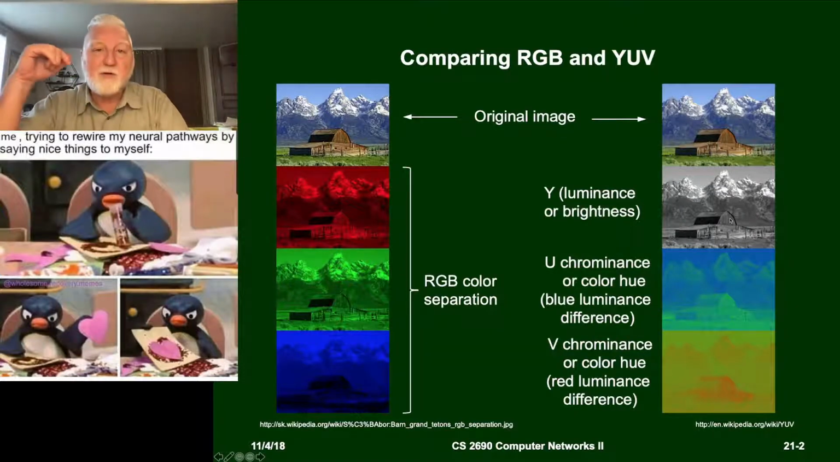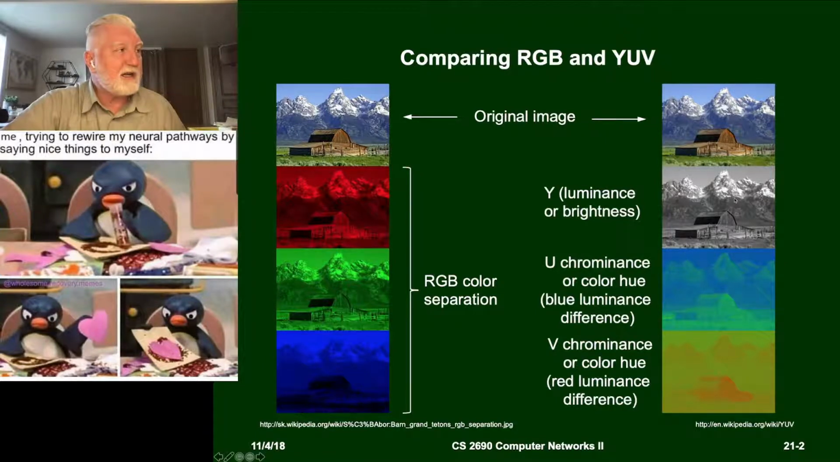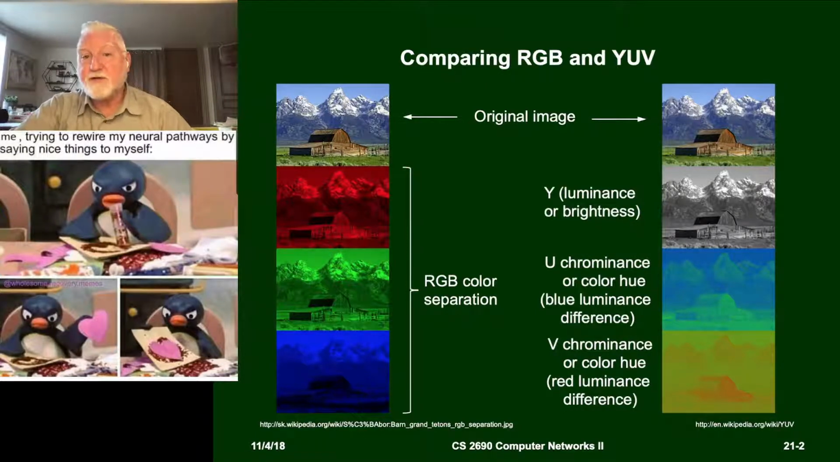Remember that human vision is more readily able to differentiate brightness than it is to differentiate color. And so this allows us basically to preserve the brightness and then to compromise on the color. So we can lose information on the color, and as long as we preserve information on the brightness, we're going to do a pretty good job of approximating.